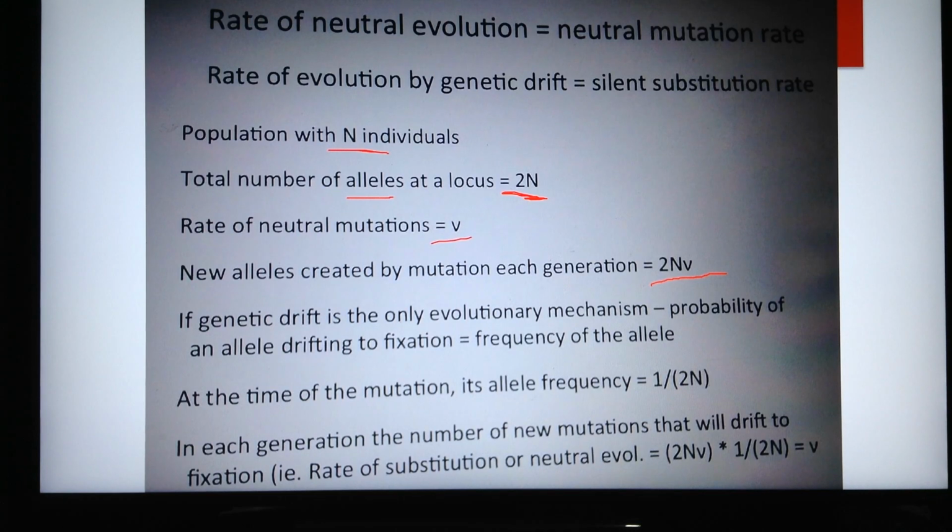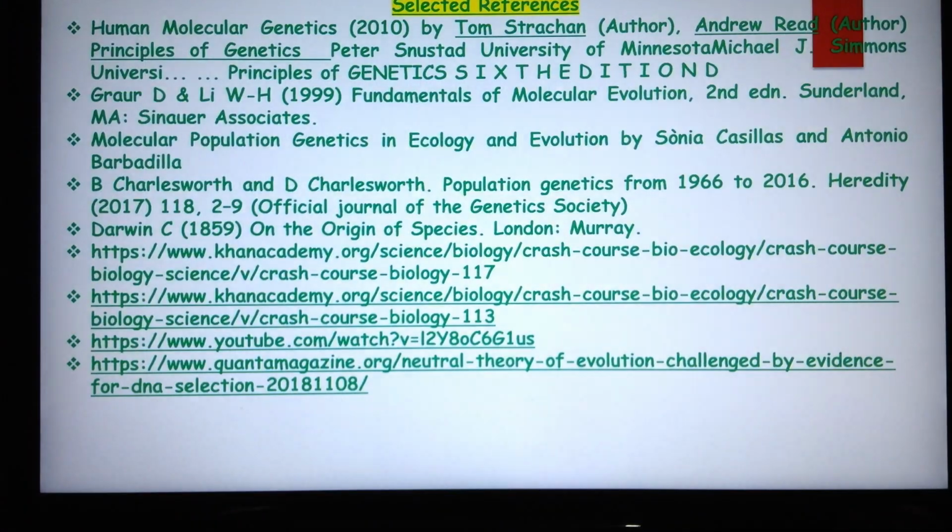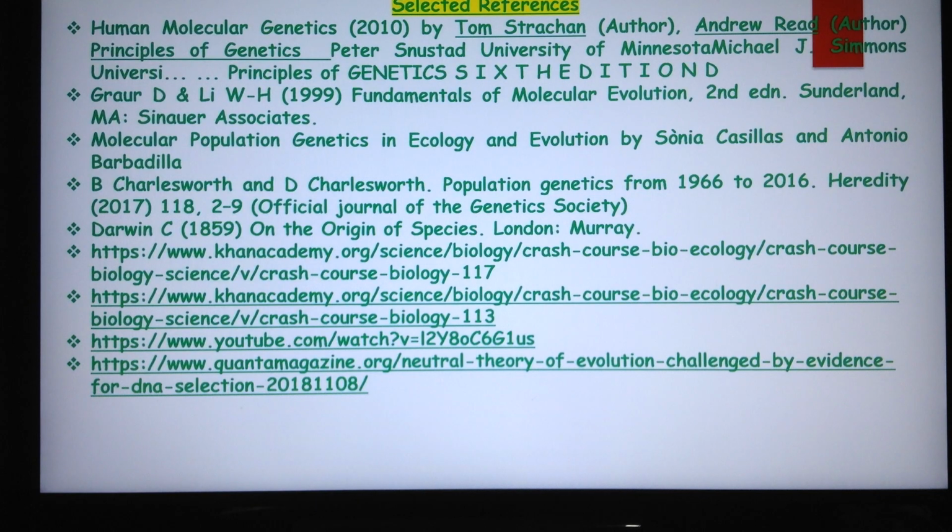If genetic drift is the only evolutionary mechanism, the probability of an allele drifting to fixation is equal to the frequency of the allele. So the allele frequency will be 1 upon 2n, and in each generation the number of new mutations that will drift to fixation will be 2n mu, the new alleles created by mutation each generation, times the allele frequency, which equals mu. So these are the selected readings for neutral mutation.